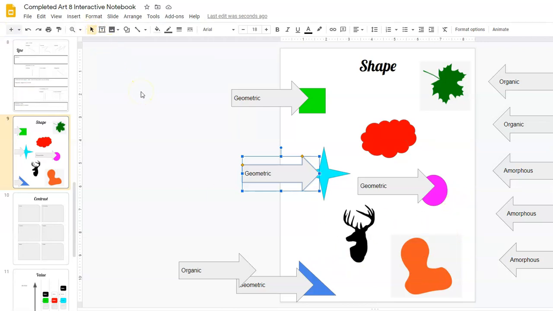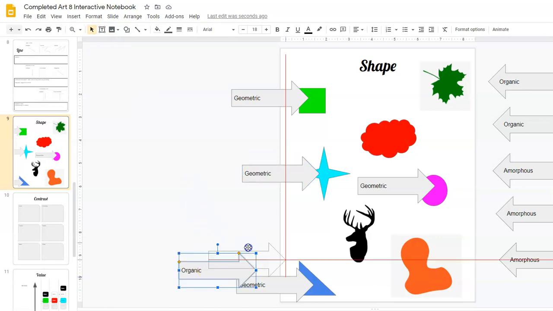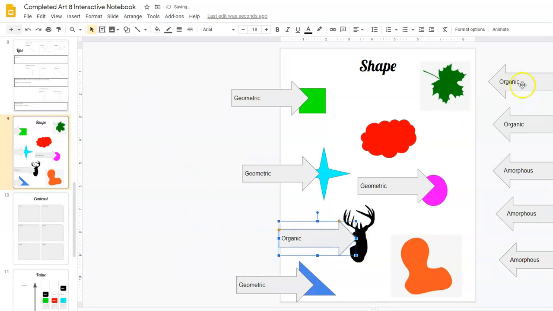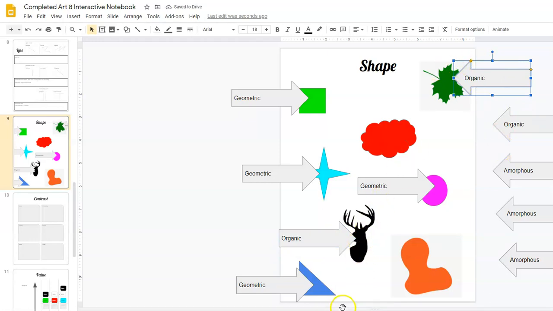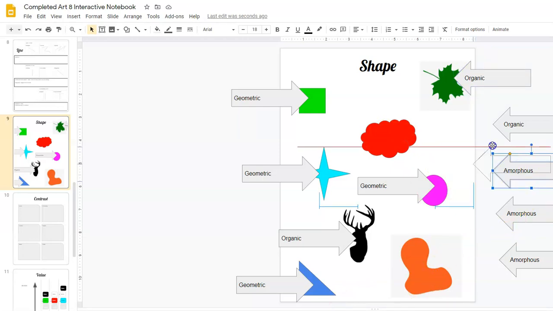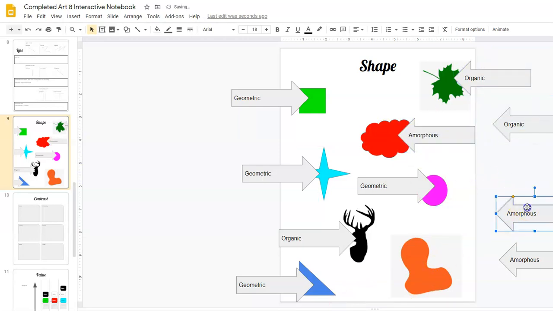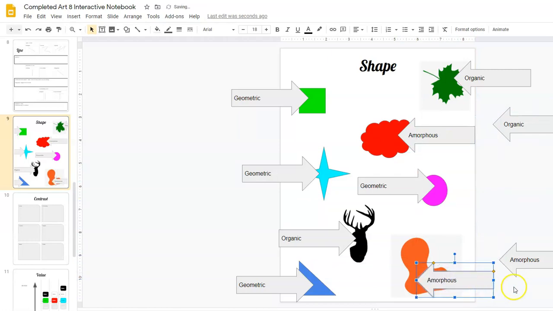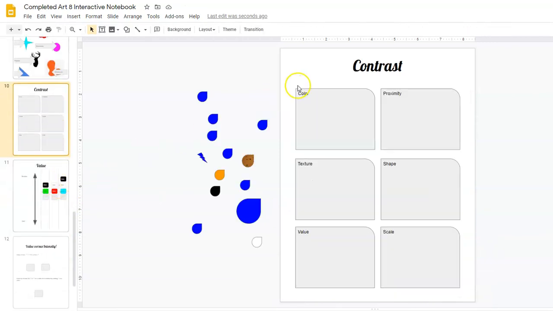And freeform has 2 types, organic and amorphous. An organic shape is going to be the outline of a living thing. So our deer here, our organic leaf silhouette over here, both of those are organic shapes. That means that these last 2 are going to be called amorphous. It just means that they're like a blob. And then we have 2 extra little arrows over here that we don't need. Ta-da! See, didn't that go quick? All right, so now we're ready to move on to contrast.